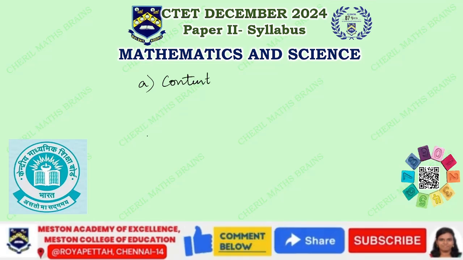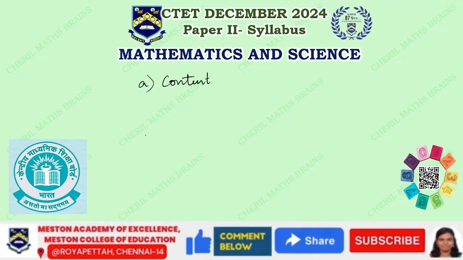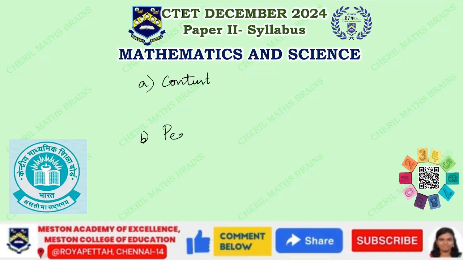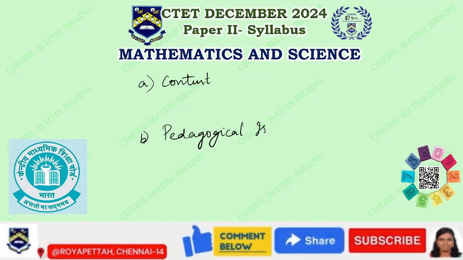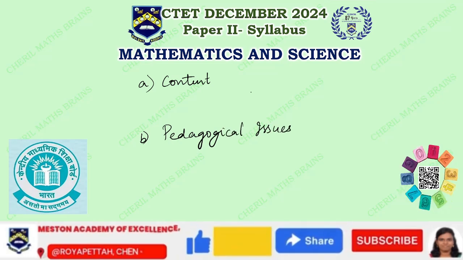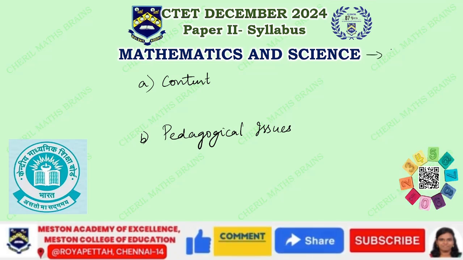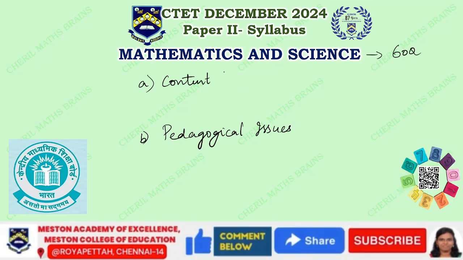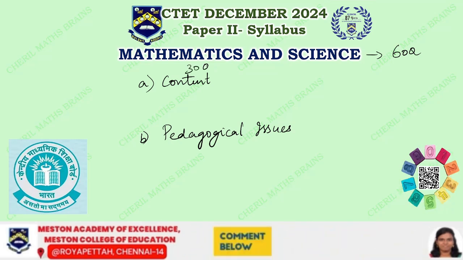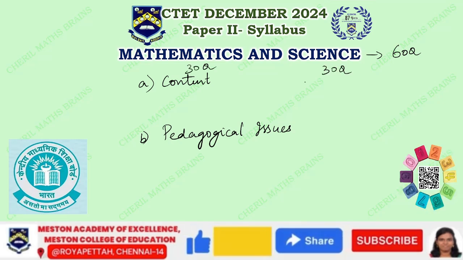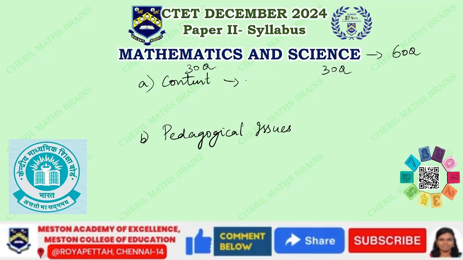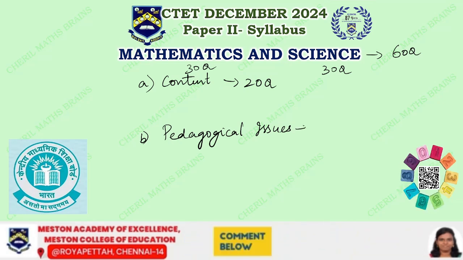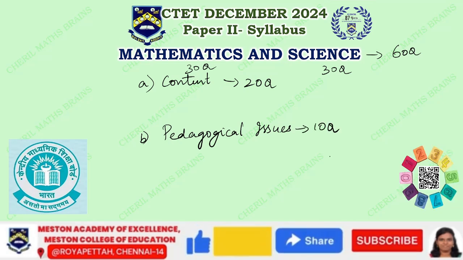Under contents, you will have the subject oriented questions, and then you will have the pedagogical issues. Totally, for mathematics and science together, you will have 60 questions. For mathematics, there will be 30 questions, and for science, there will be 30 questions. And under this, for the content alone, you will have 20 questions, and pedagogical issues again will be 10 questions. So I'll tell you separately for mathematics and science.